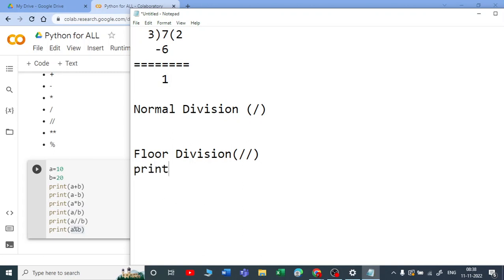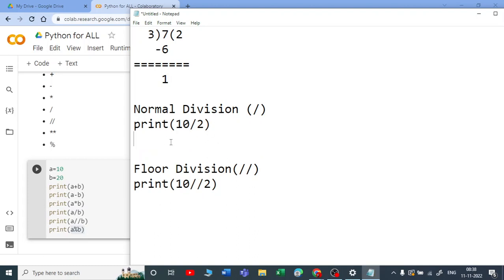Now if I say, can you print 10 divided by 2 here. So when you are dealing with a normal division, you always get the answer in floating. Whatever may be the values in the numerator, whatever may be the value in the denominator, you always get floating.